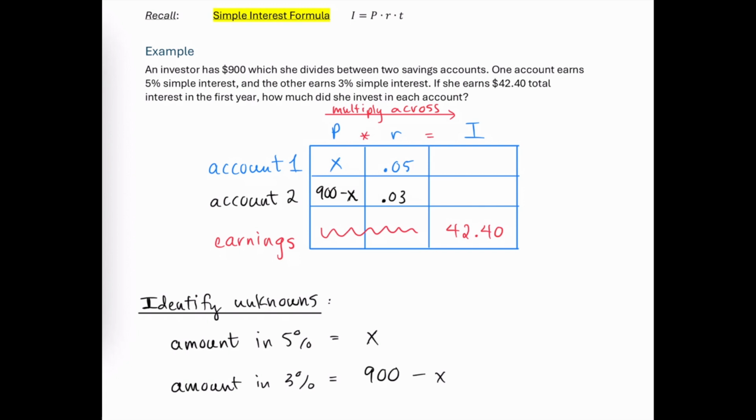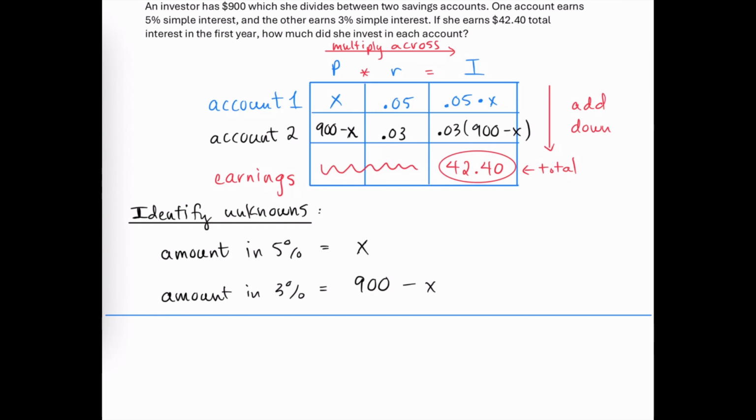So we're going to multiply across here to get 0.05 times x is the interest that's earned from the first account. 0.03 times 900 minus x is the interest that we earn in the second account. And when we add these two interest amounts together, the total will be $42.40. So adding down is how we're going to create our linear equation. We'll have 0.05x plus 0.03 times 900 minus x is equal to $42.40, the total amount of interest.